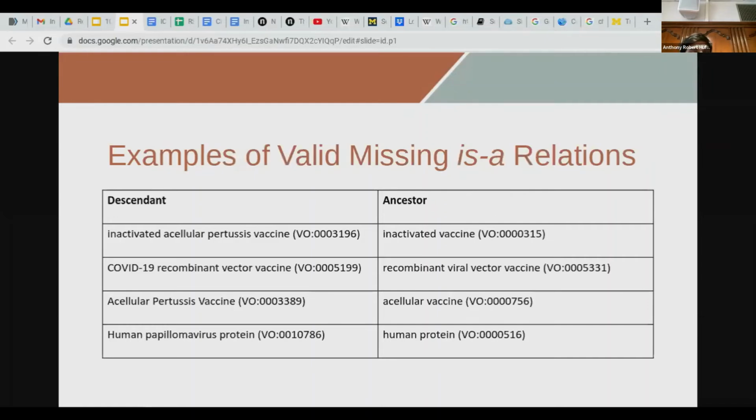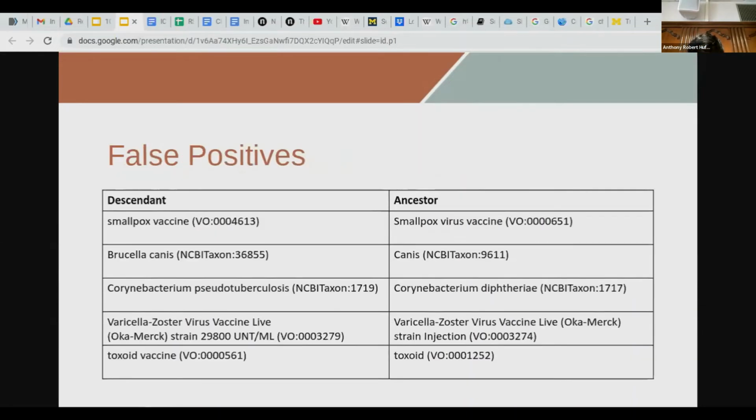These are some examples of valid missing ISA relations that we found, for example, human papillomavirus protein ISA human protein, and COVID-19 recombinant vector vaccine ISA recombinant vector vaccine. As you can see, all of the relations that we are predicting are within the same ontology. I have basically given all of the VO terms here, but we did find certain NCBI taxon terms as well that were actually valid ISA relations.